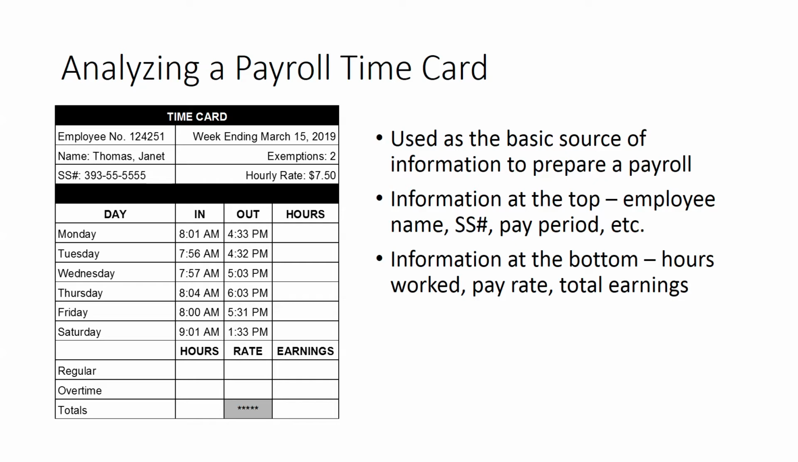It has the week ending. So as you can see, this period is for 1 week. And it also has their hourly rate, so what they are paid per hour. Then on the bottom half, you will see it shows for each day what time they came in and what time they left, as well as information that we will be calculating: how many hours they worked per day, along with how much they were paid overall.